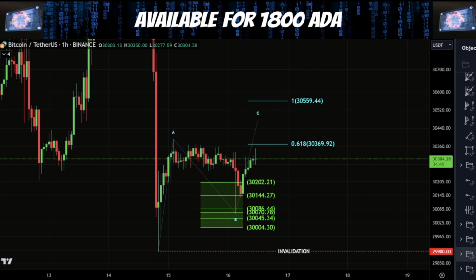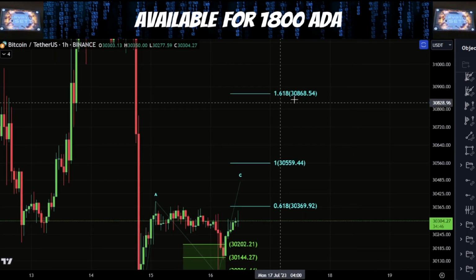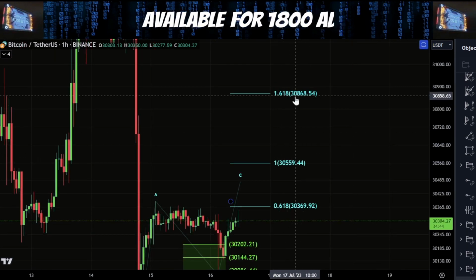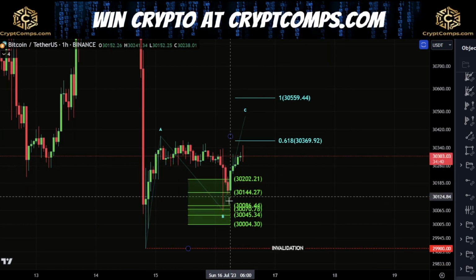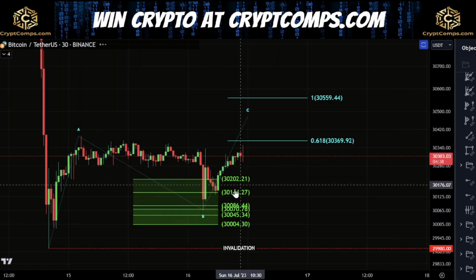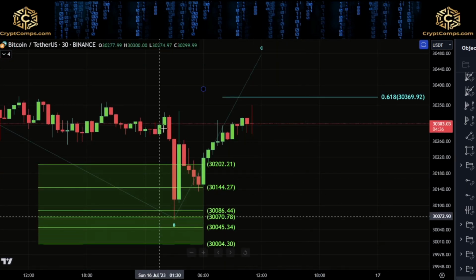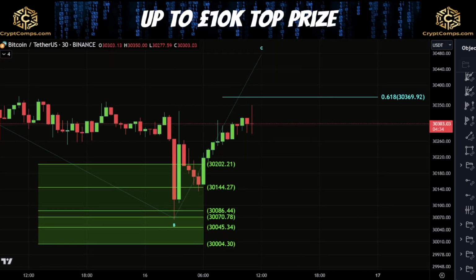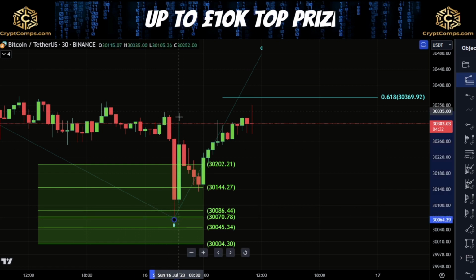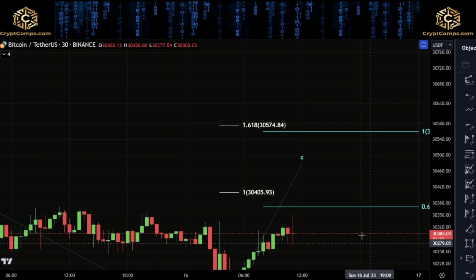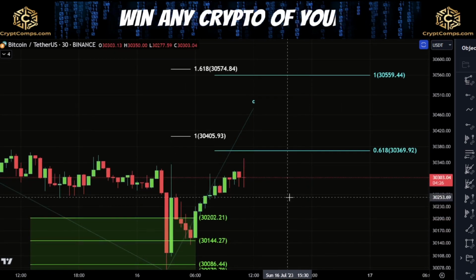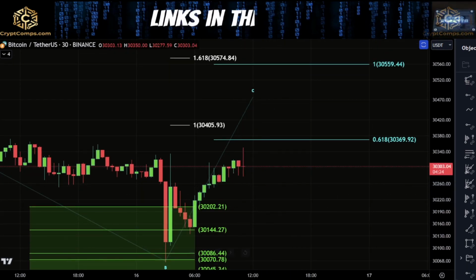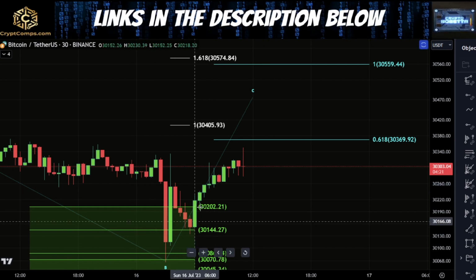So the only way that I would start looking at this idea as a bigger impulse is if we push up past this 30,868. Now, what I would think is more likely here is that if we are looking to form this as an impulse to the upside here, what we could then argue is that our immediate 1.618 we'd be looking for would actually be here towards this 30,574.